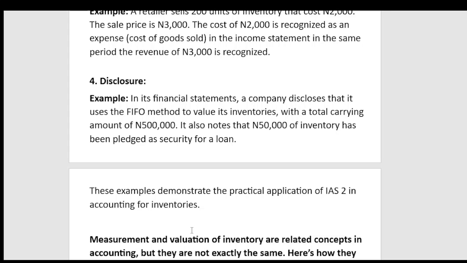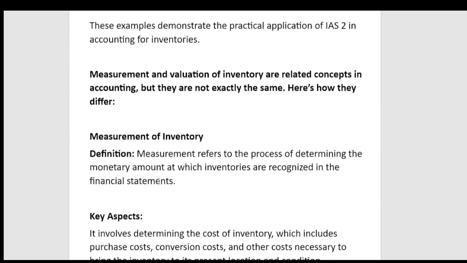Disclosure. You disclose it the way it is. Hope you are there. Now let's get the next one.